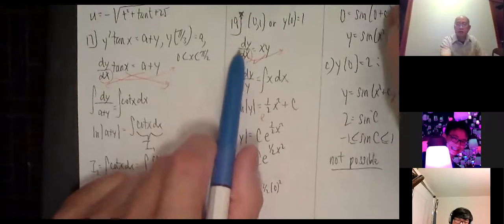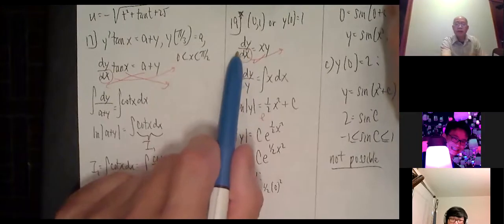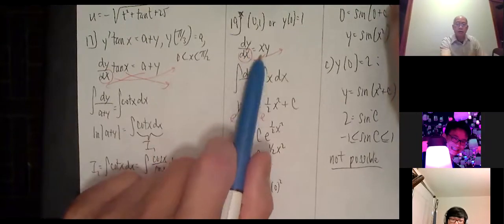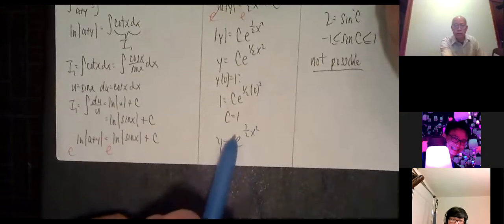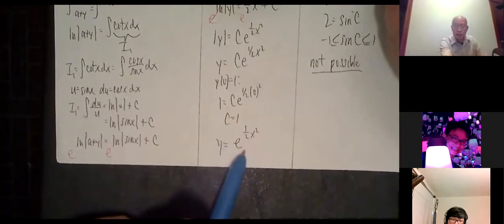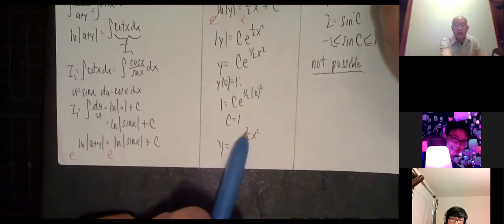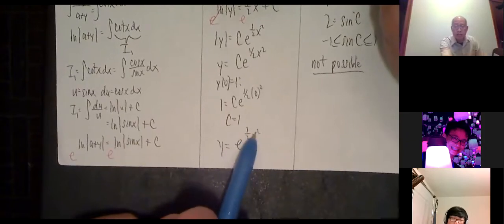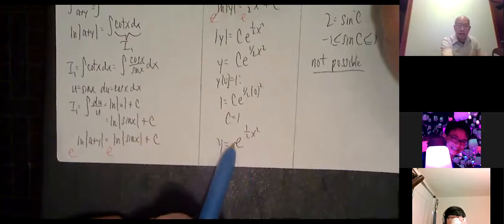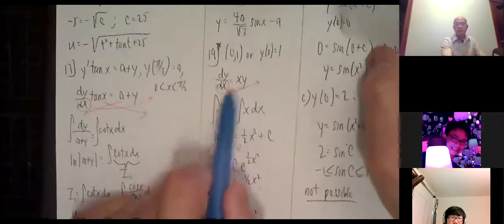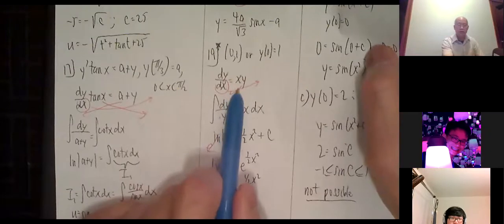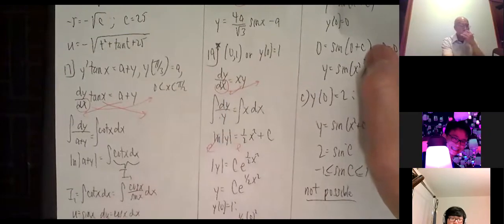Let's also check the differential equation. dy/dx is x times the original y. What's the derivative of this? It's the same thing, then by the chain rule, times the derivative of this, which is x. So it's x times e to the half x squared. In other words, it is x times the original, x times y. So it definitely fits. Show and tell, so to speak.